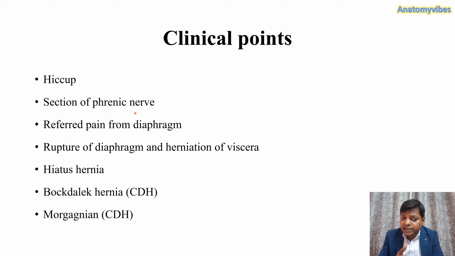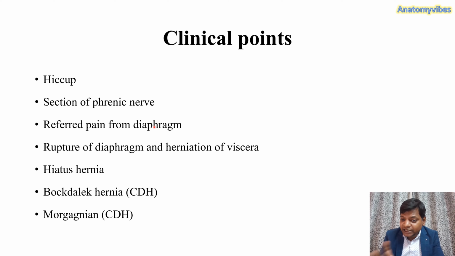So if one side phrenic nerve is damaged, what will happen? Diaphragm of that side will not be able to contract. So that part of the diaphragm will be slightly elevated. So if right phrenic is damaged, right side diaphragm will be elevated as compared to the left side. If left side is damaged, left side will be elevated as compared to the right side. So this is about the section of the phrenic nerve.